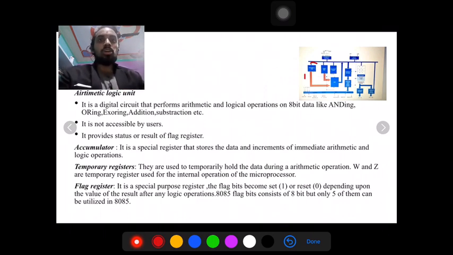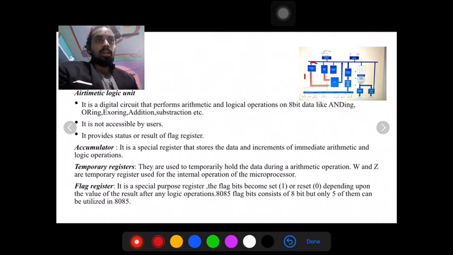Now next is your temporary registers. You see the name itself, right? Temporary. They are going to hold your data only during an arithmetic operation. Like you can have your temporary registers as W and Z. If you want, you can show it in your array as W and Z. Basically they hold the data just for a period of time. That's why they are known as temporary.